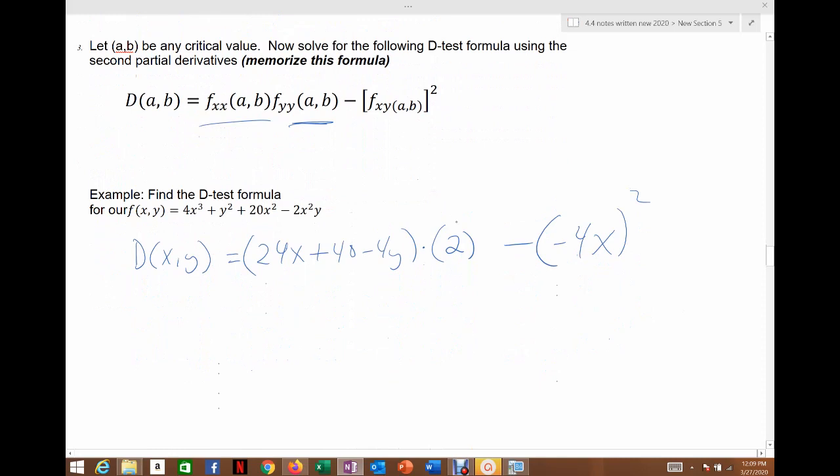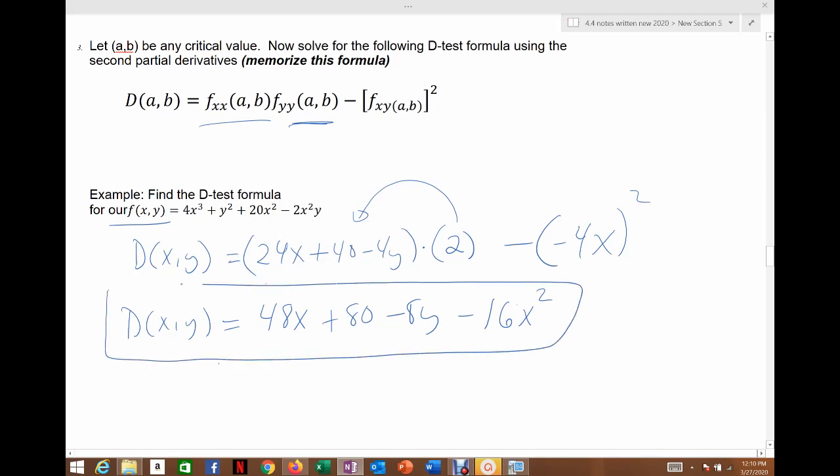All right, so I'm going to simplify. I'm going to distribute my 2, and I'm going to square my negative 4x. So when this function simplifies, this d-test for my f function simplifies to 48x plus 80 minus 8y minus 16x squared, right? Negative 4 squared is 16, and x squared is x squared. And I'm going to hold on to this. This is just the d formula for this particular function.